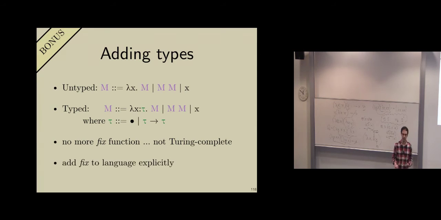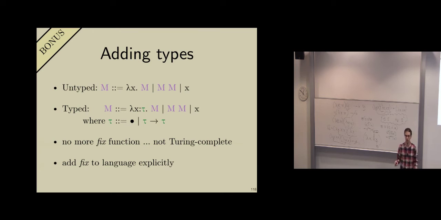Well, you could just add the fixed point operator as an extra. Let's not try and encode it using the existing operators. Let's just say the syntax of the typed lambda calculus, if we want it to be Turing complete and useful, then you'd better allow functions and applications and variables and fix of n.